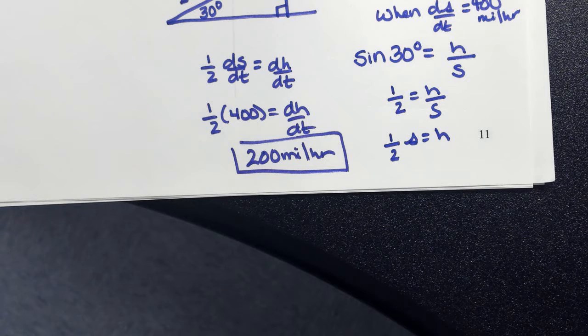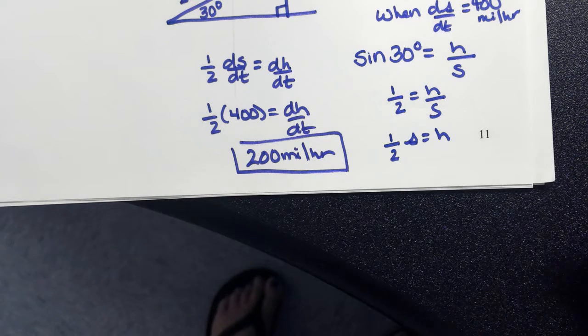Okay. Like I said, those are the triangle problems. The triangle problems are either going to be trig ratios or Pythagorean theorem. Okay, guys, go ahead and take out your laptops.